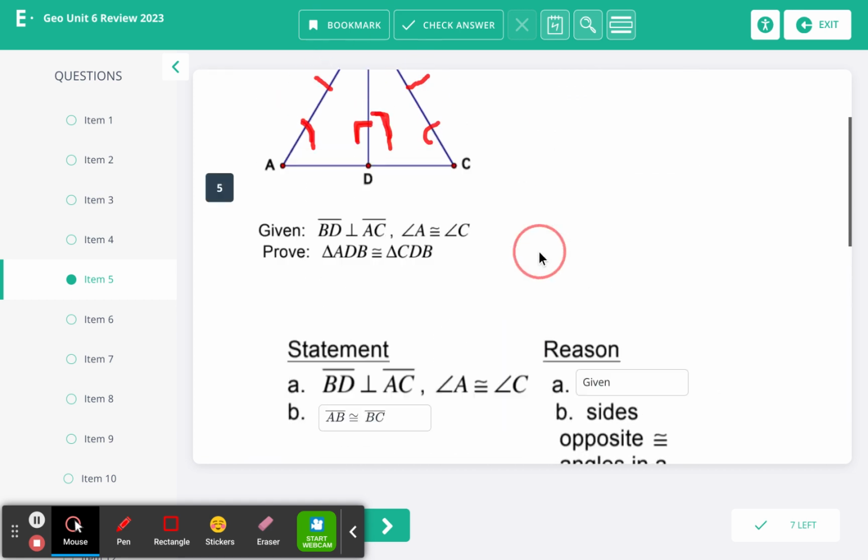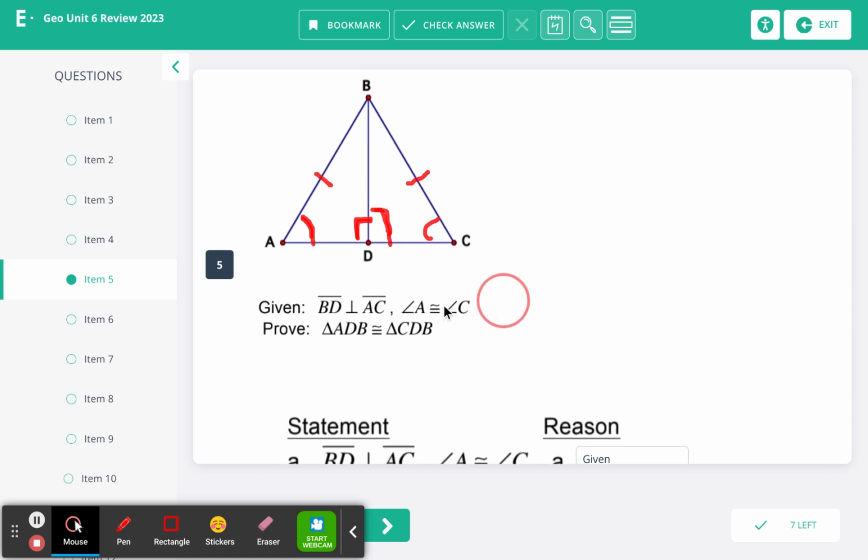Now, looking up at our diagram, we had also talked about the reflexive side. So it looks to me like we have two angles and two sides.